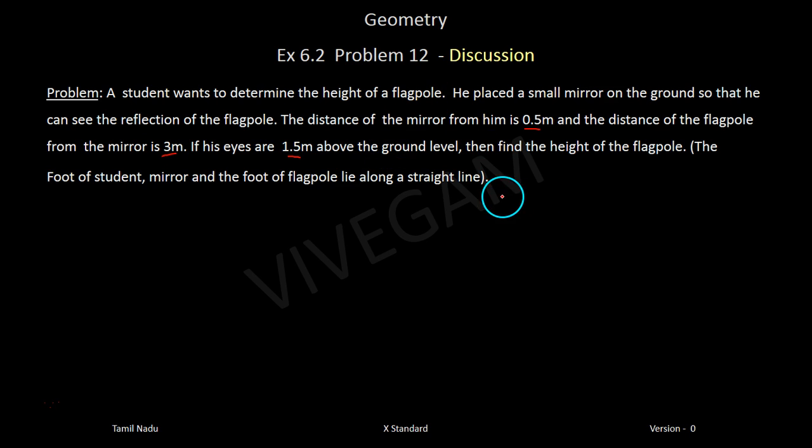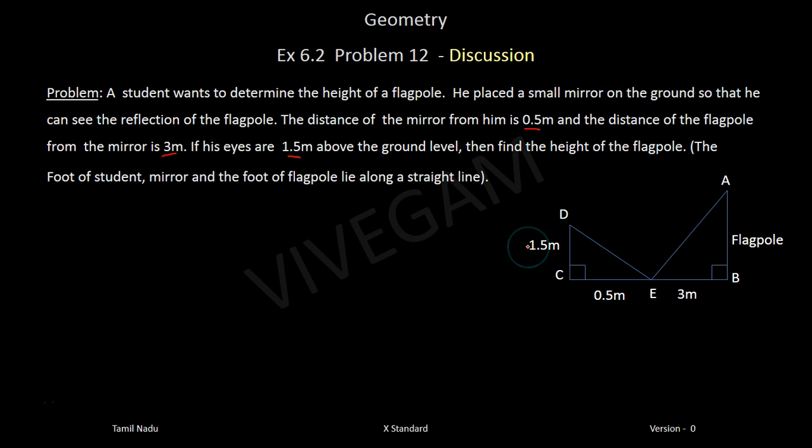So how will you draw? You will have a vertical flagpole, and you have a person. I'll just draw. So this is the flagpole. First you have to draw the flagpole. Then you have a person standing here. His eyes are at 1.5 meters.